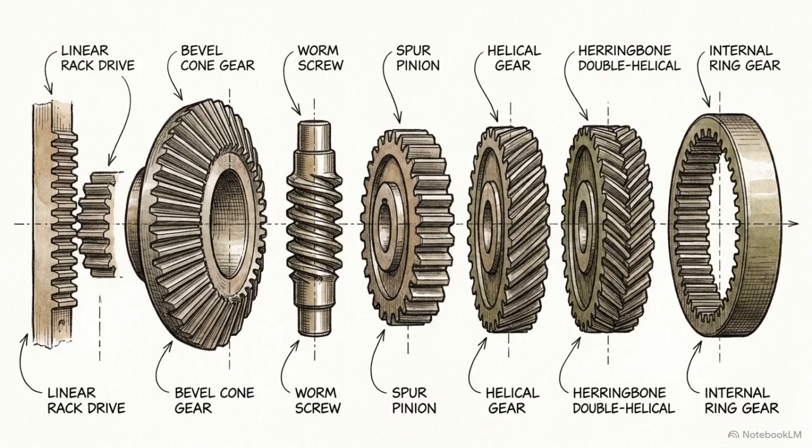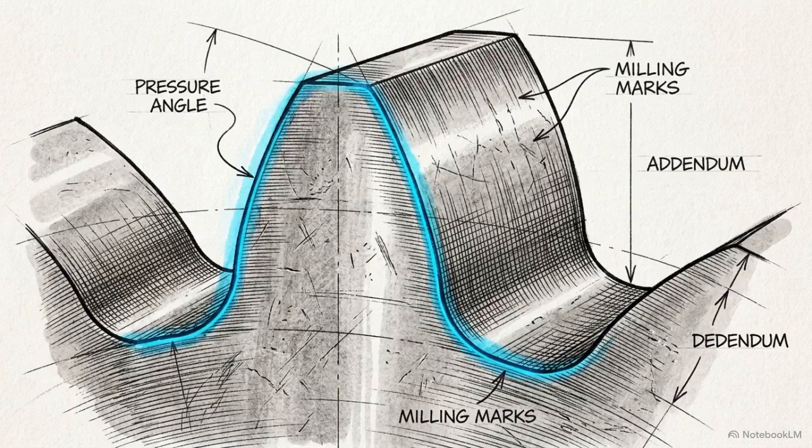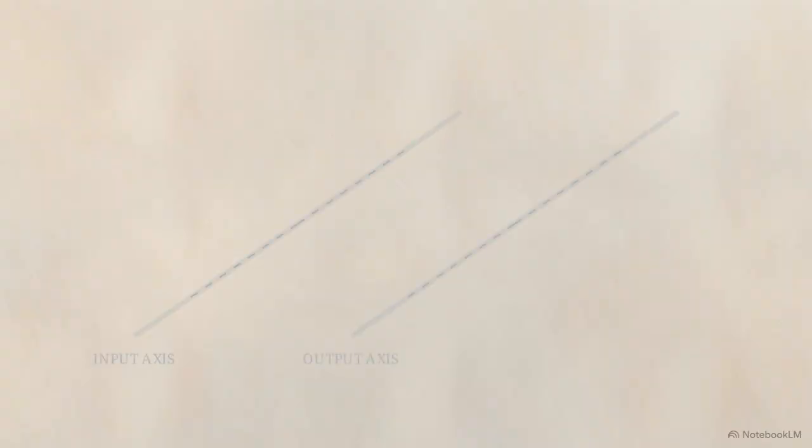Engineers solve these spatial problems using 7 foundational gear topologies. In this framework, the physical geometry of a gear tooth is what dictates the entire flow of mechanical power. We begin with the most basic scenario.